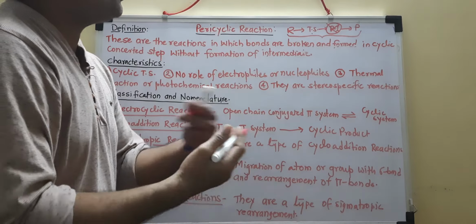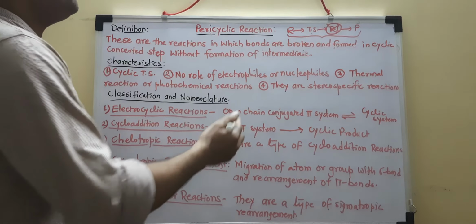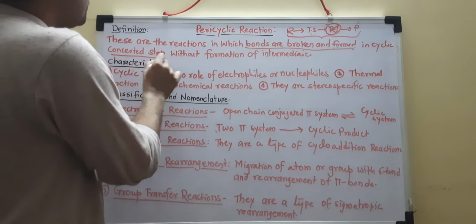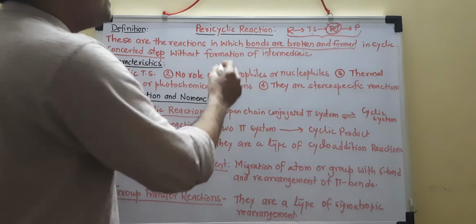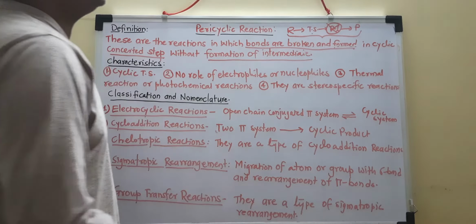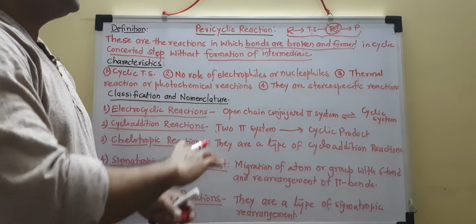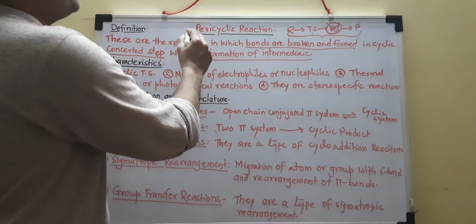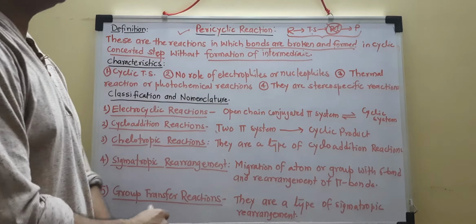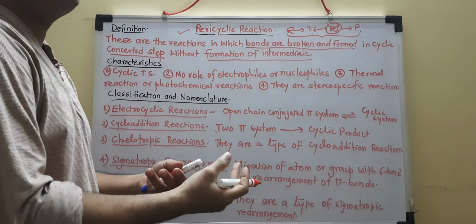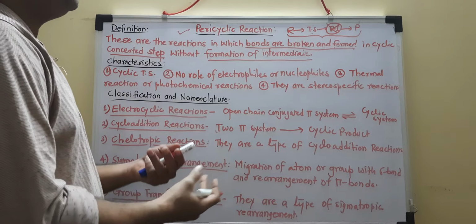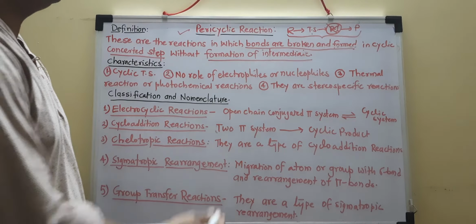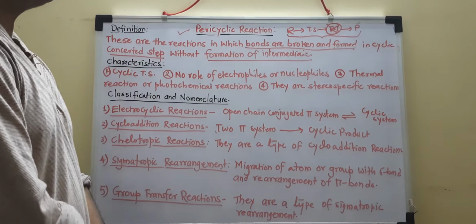We know reaction means bond breaking and bond making process. When the bonds are broken and formed in a cyclic concerted state, meaning simultaneously, without formation of intermediate, that reactive intermediate is not formed. Instead there is a cyclic transition state, and those reactions are called pericyclic reactions. So bonds are broken simultaneously in a concerted manner, through the cyclic transition state without formation of reactive intermediate.